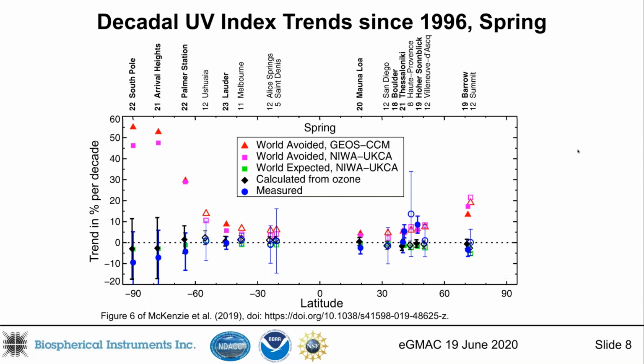However, trends calculated from the ozone data set are smaller, which is a little bit puzzling, but agree well with the world expected trends. And of course, the world avoided trends have a whopping change of about 50% per decade in the southern hemisphere, or Antarctica, I should say, and also pretty substantial in the Arctic and Barrow, Summit, as you see to the right.